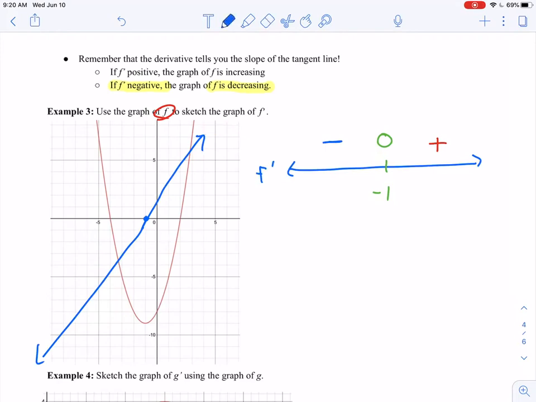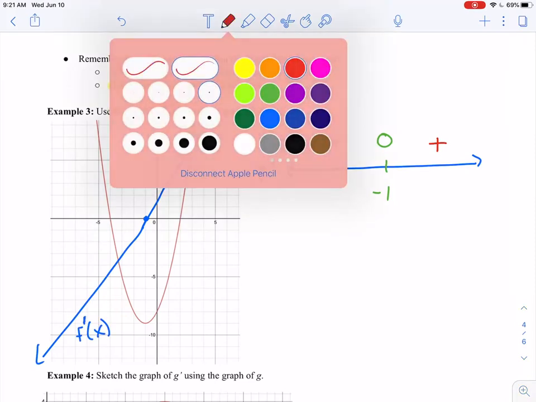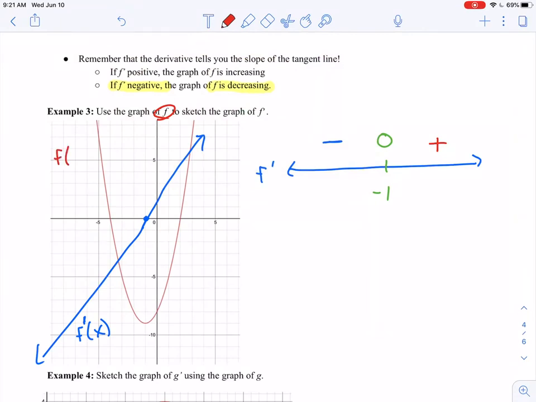And so let me just clear this up. The blue graph that I've drawn right here is the graph of f prime of x. That red parabola that I started with is the original f of x function. So this is an example.